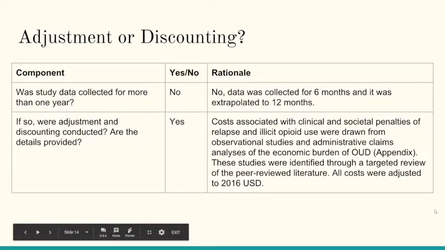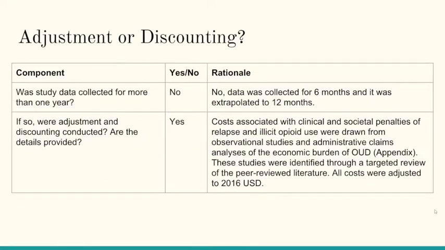The next section talks about adjustment and discounting. We first looked into if the study data was collected for more than a year. The data was not collected for 1 year. As a matter of fact, it was collected for 6 months and was extrapolated to 12 months. The second component asked if adjustments or discounts were conducted, and the answer to this is yes. Costs associated with relapse and illicit opioid use were obtained from observational studies, which were identified through a targeted review of the peer-reviewed literature and administrative claims. The article also explicitly stated that all costs were adjusted to 2016 US dollars.